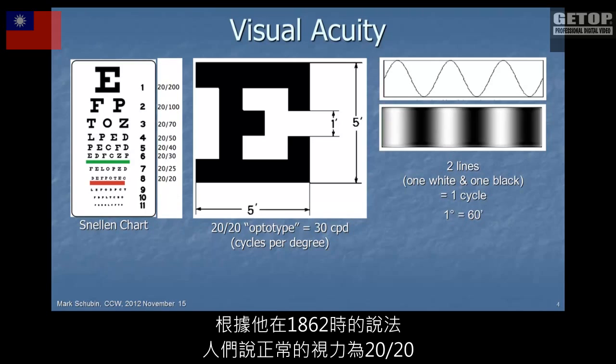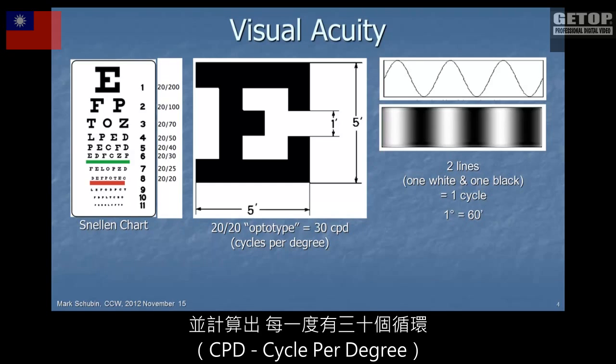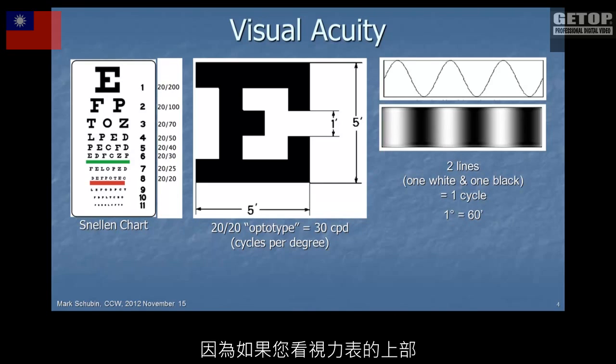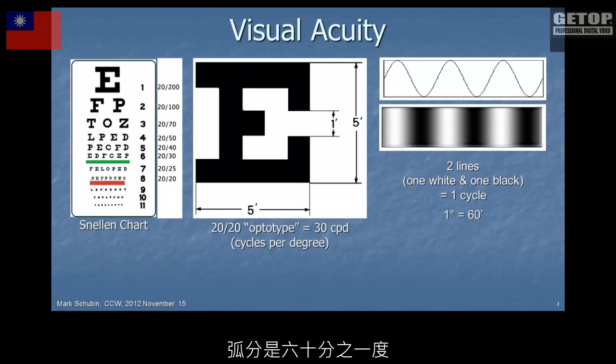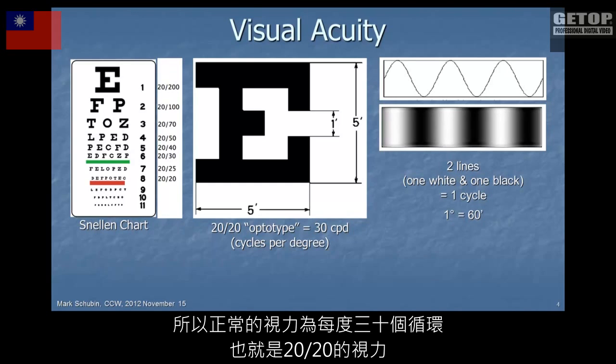And based on his 1862 work, people say, well, normal vision is 20/20, and that works out to 30 cycles per degree, because if you look at the optotype, every feature subtends 1 arc minute when it's viewed from the appropriate distance. An arc minute is a 60th of a degree. A cycle has a bright part and a dark part. So between the white part and the dark part, that would be 1 cycle. So 30 cycles per degree for normal vision, 20/20 vision.